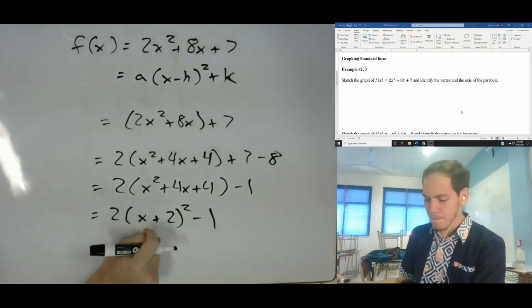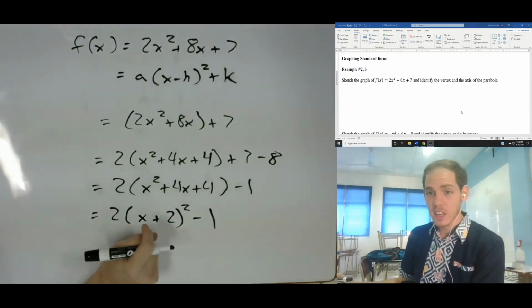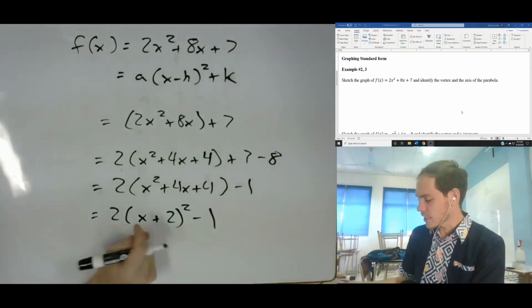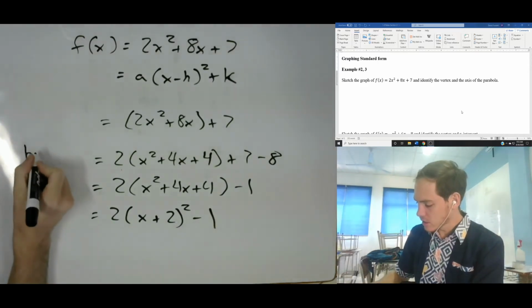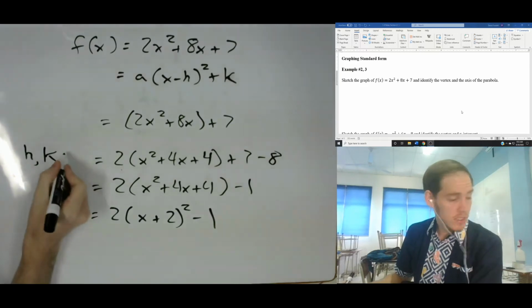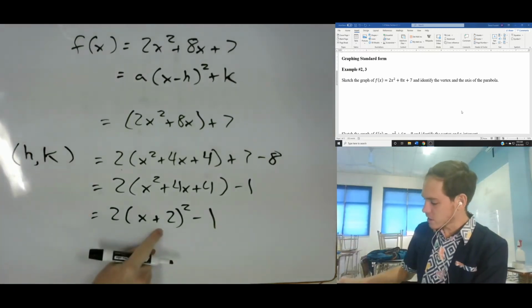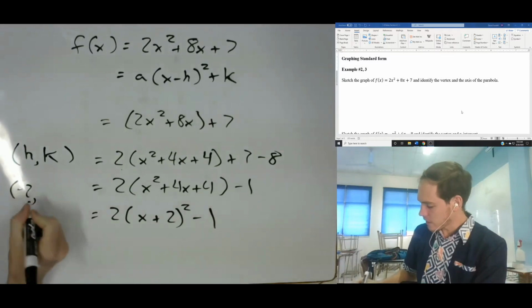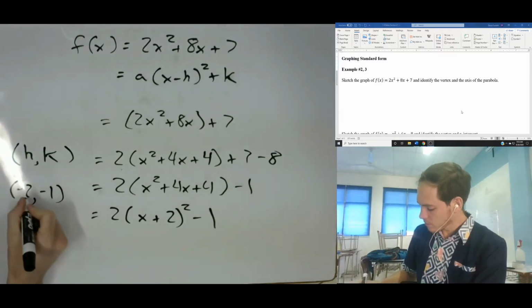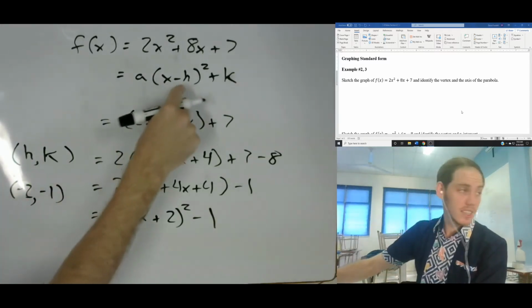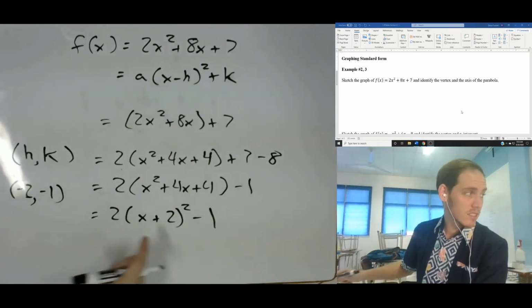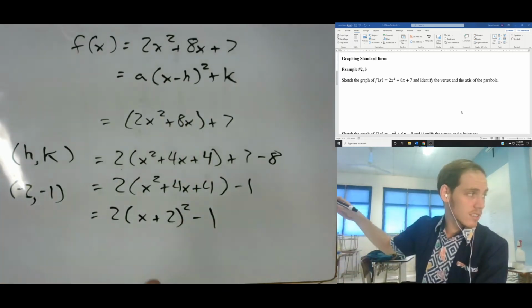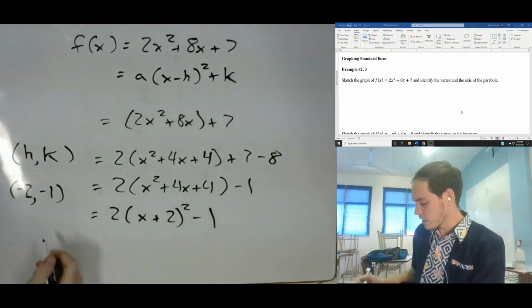Okay? Now, what did they ask us? Identify the vertex and axis of the parabola. So the vertex is going to be our h, comma k. Okay? So what's h? H is actually negative 2. Okay? And k is negative 1. Okay, do you see how this is minus h right here, and this is a plus? That would mean this is a minus. Sorry, there's a little bit of a glare.